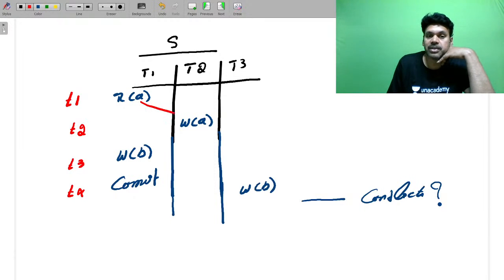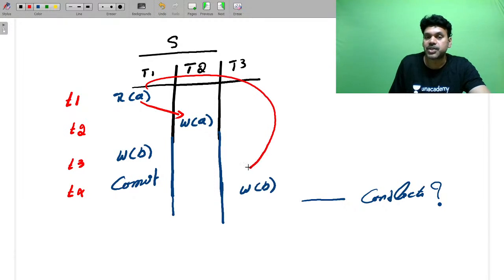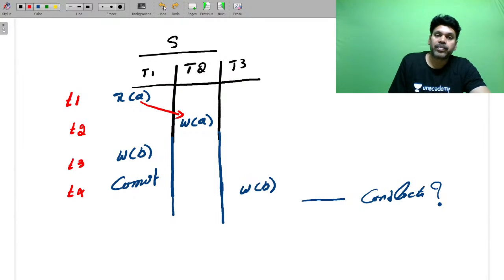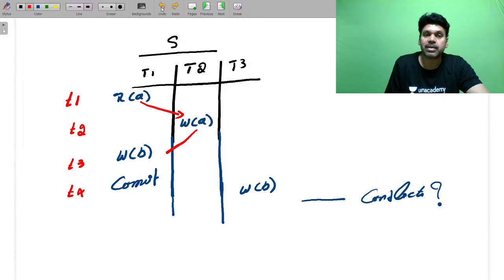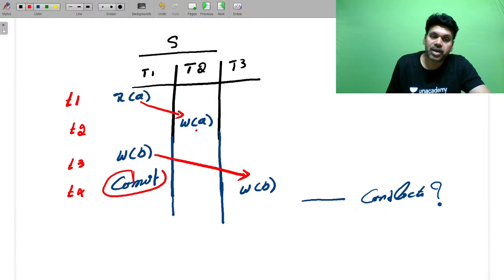Now here to here there is a conflict, and here to here there is no conflict. And next one, here to here there is no conflict because the object is different. Then you are thinking that here to here there is a conflict. But you observe carefully, it is given a what? Commit in between.